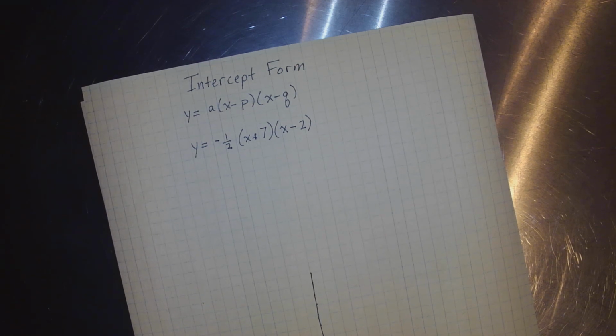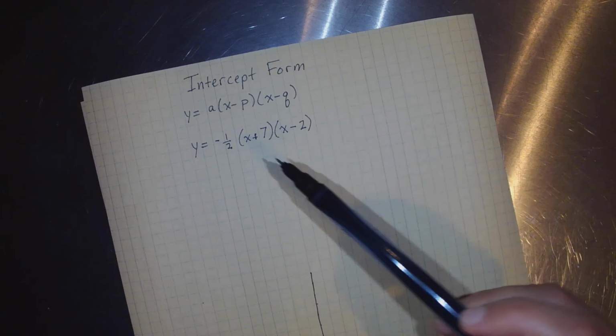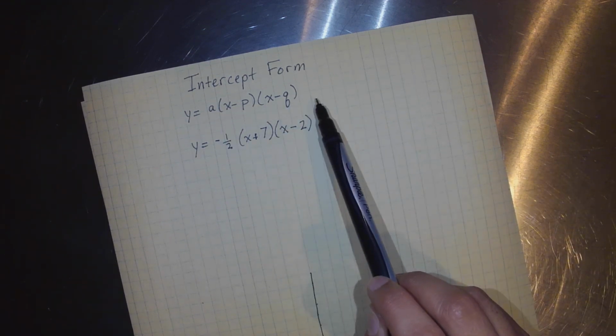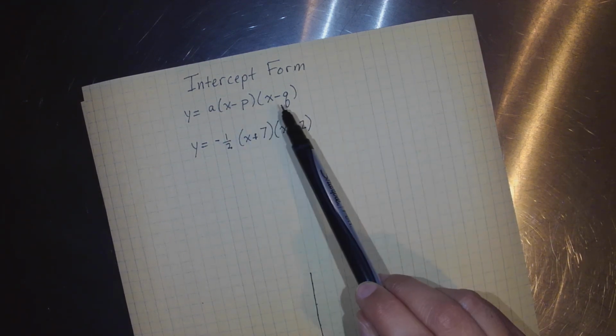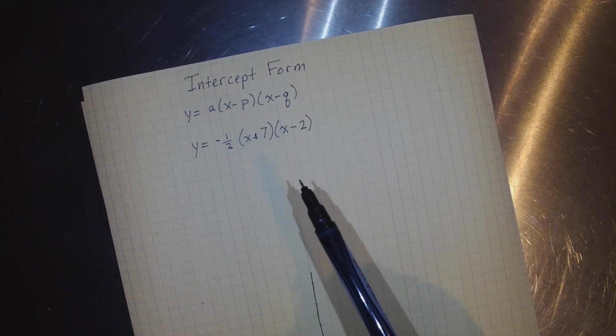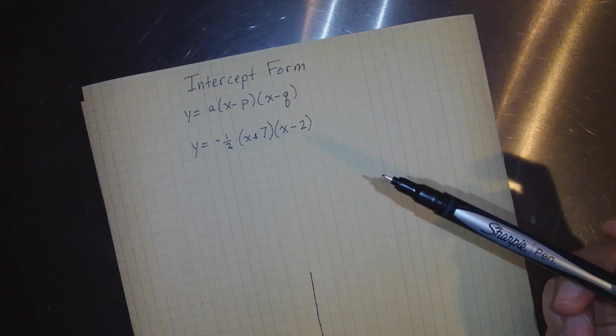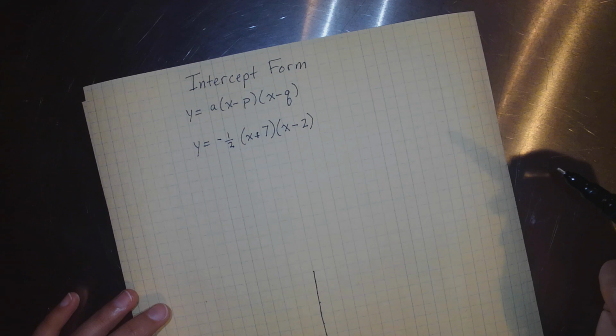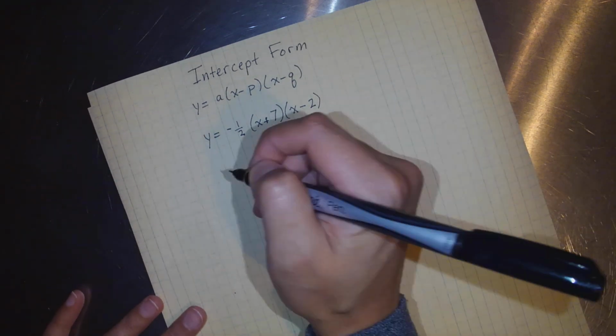Okay, in this video we are going to take a look at intercept form. Intercept form is when we have these two sets of parentheses, two binomials being multiplied. So the first step for graphing this will be to identify my a, p, and q.